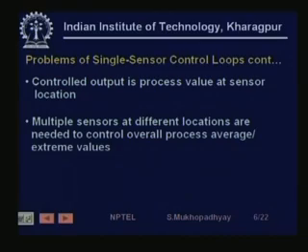Therefore, whenever we have sensors, we should understand that we are controlling the controlled value at that sensor location. So, if you want to maintain some uniform control over a region, sometimes we need to put more than one sensor and incorporate them in a control loop. This is a requirement in many cases. Multiple sensors at different locations are needed to control the overall process average. So, you want to control the average temperature of the room, and you have to put 3-4 sensors at 3-4 different locations.